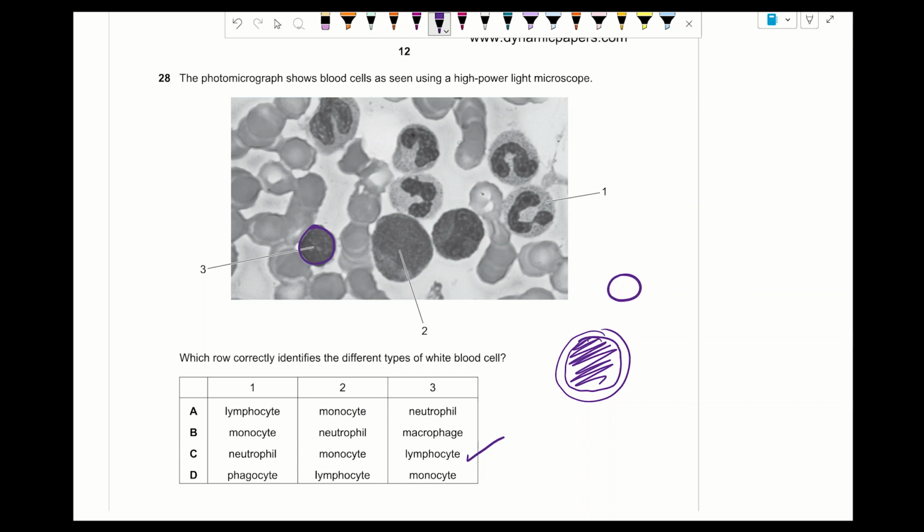Now, regarding 1, it must be a neutrophil. The reason for this is that neutrophils have a segmented, bilobed or trilobed nucleus. Therefore, this is a neutrophil. Now, regarding 2, this must be a monocyte or a macrophage since they are the largest type of white blood cells. Therefore, the answer is going to be C.